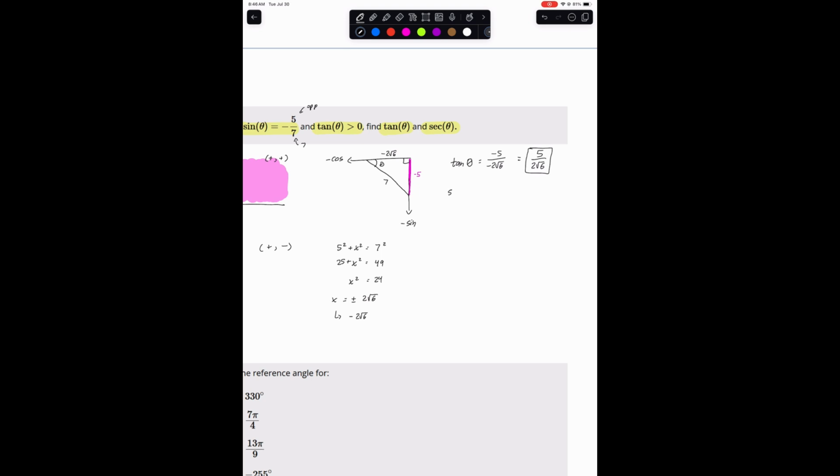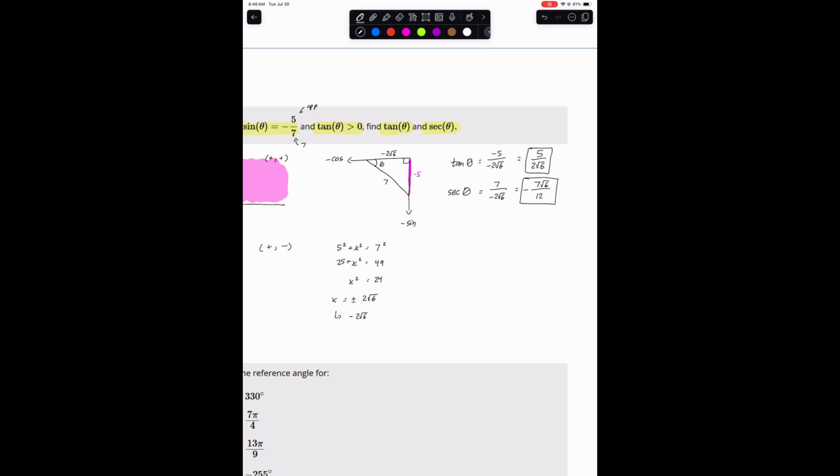My secant of theta is equal to, and remember, secant is the reciprocal of cosine. So I want my hypotenuse over adjacent. So it will be 7 over negative 2 root 6. And we can rationalize the denominator. We don't have to because we weren't asked to, but we can. And we get 7 root 6 over negative 12. So this will be negative 7 root 6 over 12.